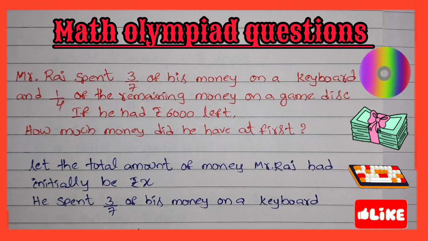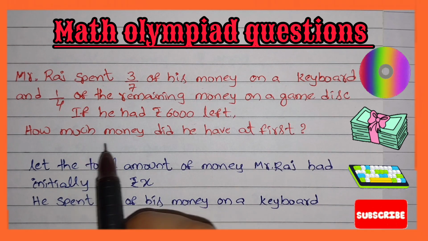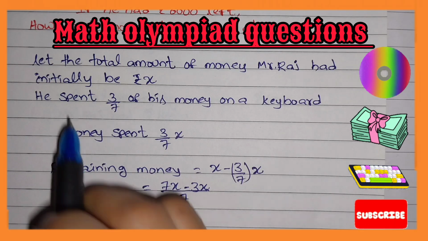Read the question carefully and understand it, what is given and what we have to find. We have to find how much money he had at first. Let's see how to solve this problem.